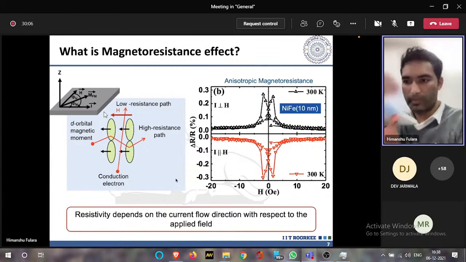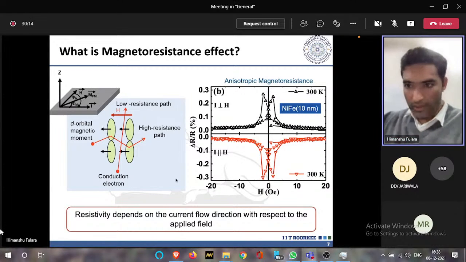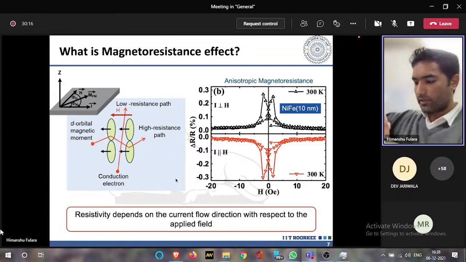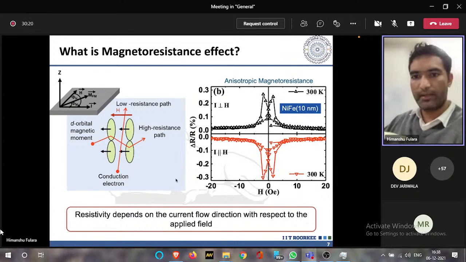the current, because your current is always in plane. So you apply the magnetic field perpendicular to this, or you can do it in this way also. Like your current is here, then you can apply the magnetic field here also in plane. So then your current and magnetic fields are perpendicular.